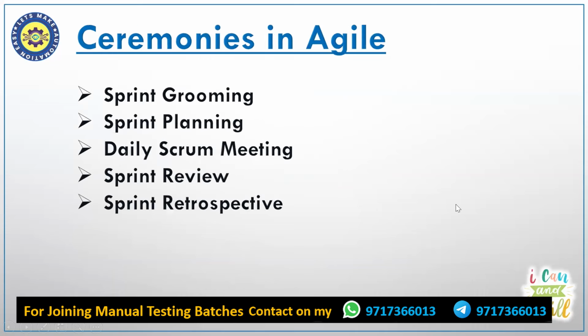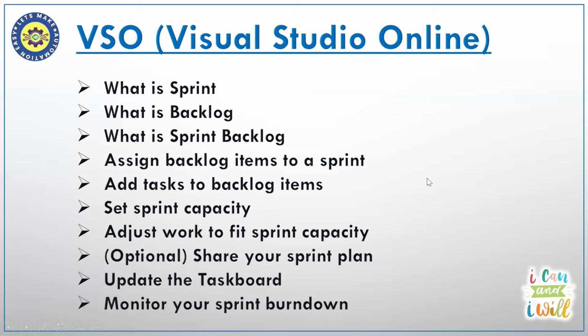Then we are going to talk about different ceremonies in agile: sprint grooming, sprint planning, daily scrum meeting, sprint review, and sprint retrospective. Then we are going to talk about Visual Studio Online: what is a sprint, what is a backlog, what is a sprint backlog, assign backlog items to a sprint, add tasks to the backlog items, set sprint capacity, adjust work to fit sprint capacity. Optional: share your sprint plan, update the task board, monitor your sprint burn down.